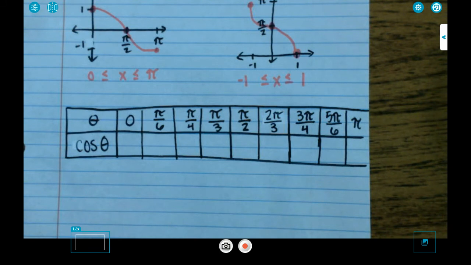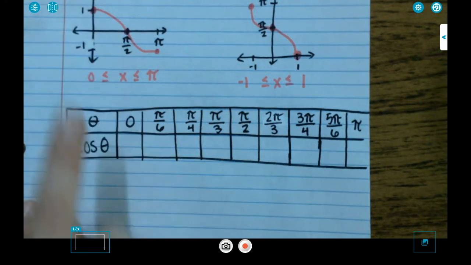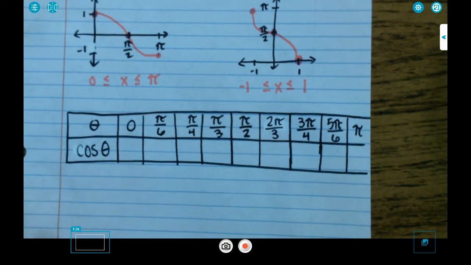We know that cosine of 0, here, let me get ready to do values.